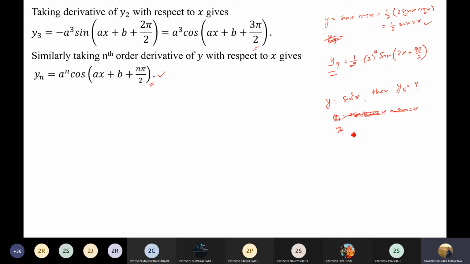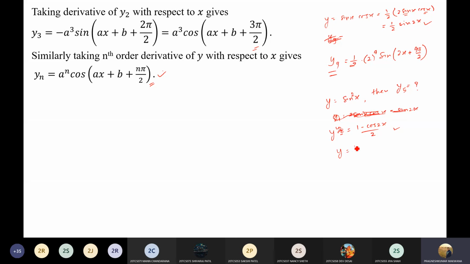Anyone can say what the relation is between cos and sine square x? 2 sine square x minus 1 equals cos 2x. So here you can apply sine square x is equal to 1 minus cos 2x divided by 2. Yes or no? This is the right formula for the trigonometric function. Sine square x is equal to this, so that is our y.